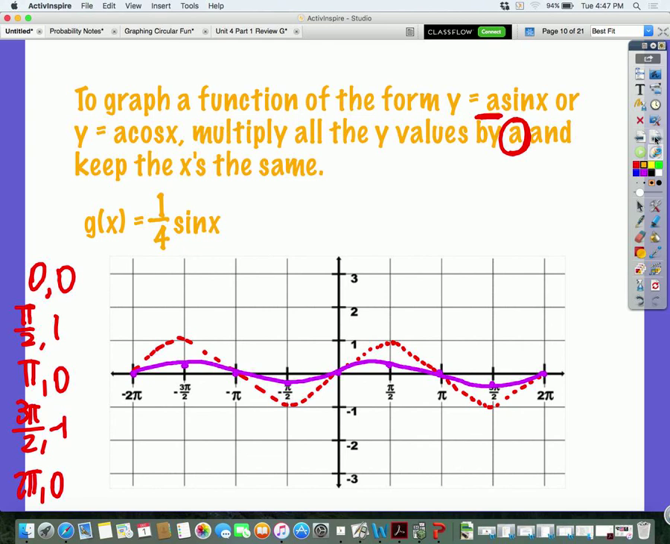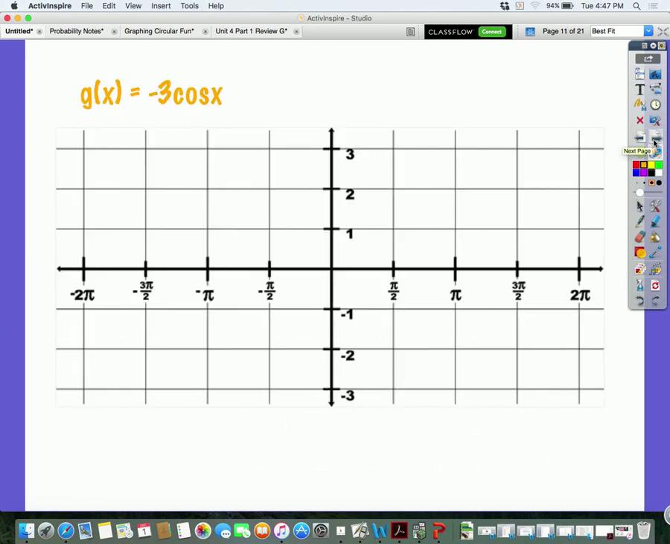All right? So I want you to pause this video right now and give this one a try. There is a negative 3 out front, so the negative means you're going to reflect it over the x-axis, making the y negative, and then you're getting vertically stretched by a factor of 3. So to do this, remember, you take the y values and multiply them by a. So a is negative 3. Pause this video, and I want you to do that now.